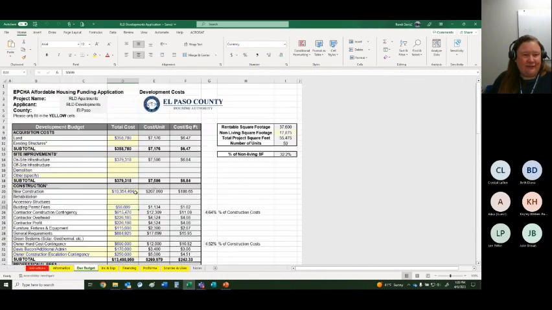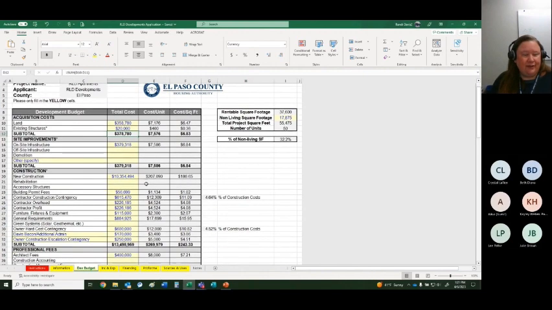The next tab, we have the development budget. Here, like I said, this information populates on its own. So the gray cells, you're not expected to put information in. It's just the yellow ones. So if there were existing structures on that property, it would auto-populate and those numbers would carry on to other tabs as well.